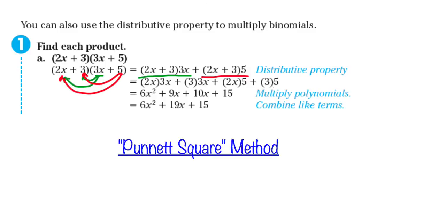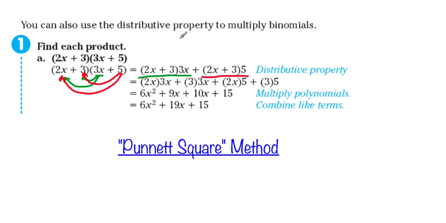And then we simply add our like terms. Like terms would be 9x and 10x, which gives us 19x. So the product of 2x plus 3 times the quantity 3x plus 5 is equal to 6x squared plus 19x plus 15.